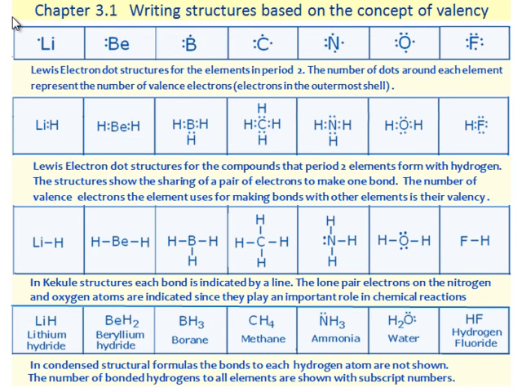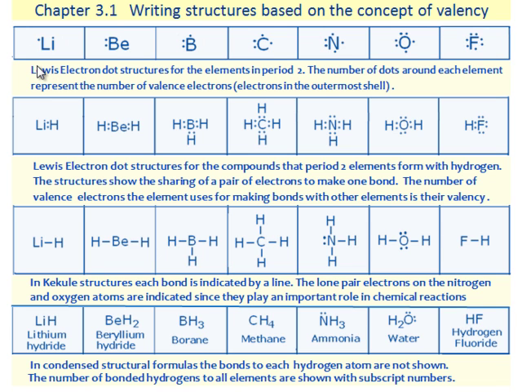Writing structures based on the concept of valency. In this section, we will learn to write the electron dot structures, Kekule structures, and condensed structures for the compounds that hydrogen forms with period 2 elements.